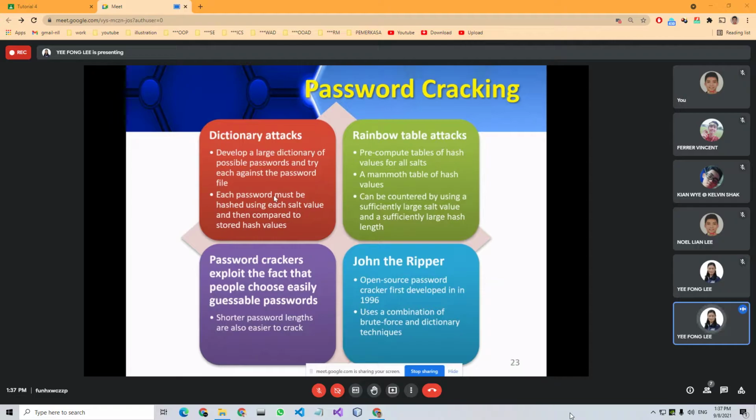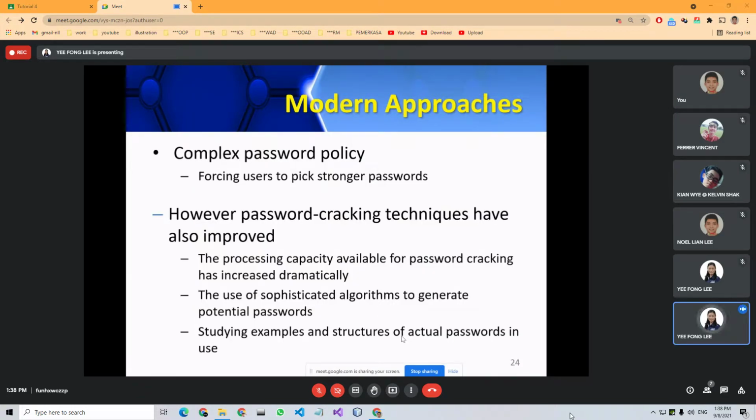So most of the time, users try to choose a password, but if we refer to our name or information related to us, this might make password cracking straightforward. You try to avoid that. John the Ripper is an open source password cracker first developed in 1996. It uses a combination of brute force and dictionary techniques. Modern approach.